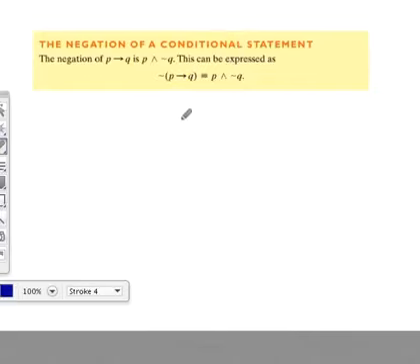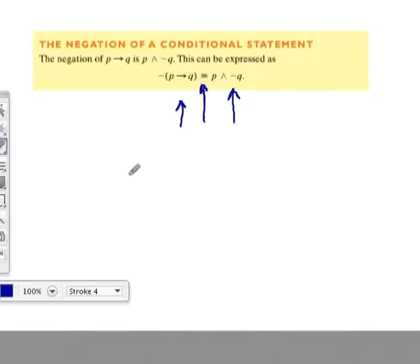Say it another way. The negation of the conditional is equivalent to a conjunction of the first statement and the negation of the consequent. That's what we're saying there. All right, so hopefully that makes sense.